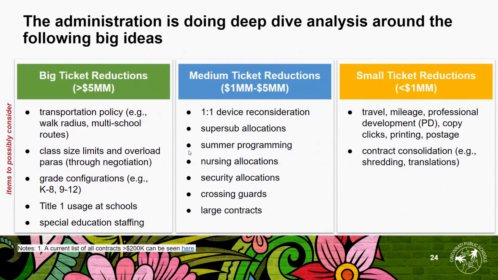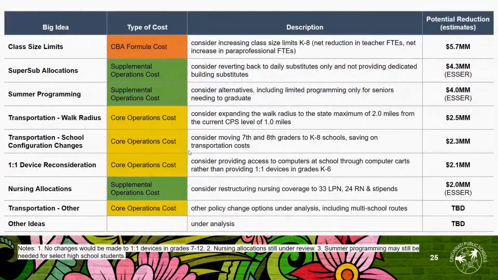But as I just said, the smaller ticket things are not going to be adequate to get us there all the way. The next slide prices some of these for you so you can see what potential reductions would look like. I want to call a few of these out that have been discussed pretty heavily in prior roundtables. We'll start with super sub allocations in the second row.